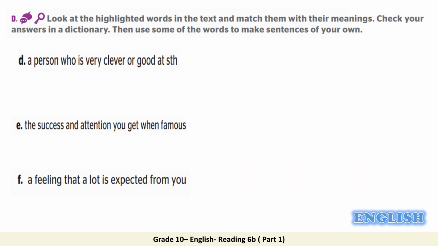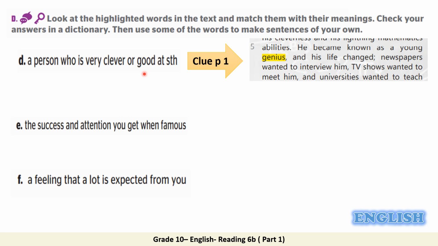D. A person who is very clever or good at something. Try to read through the text and try to find out which of the 3 highlighted words mean a person who is very clever or good at something. Your clue can be found in paragraph 1, obviously, which is genius. Well done, everyone. A genius is someone who is very clever or very smart, like Albert Einstein.